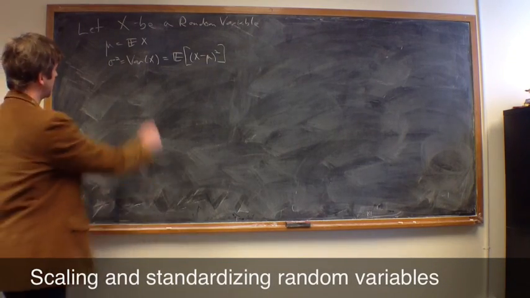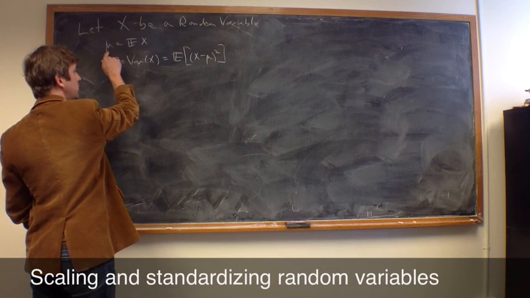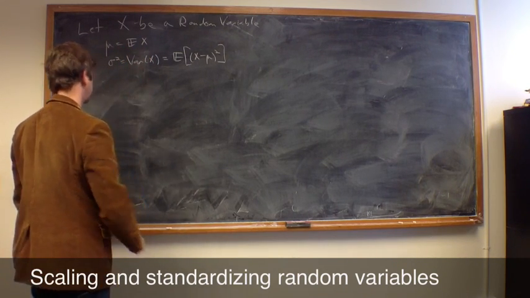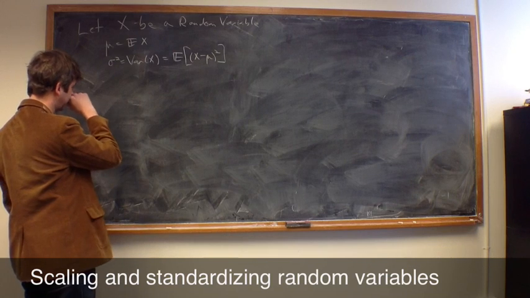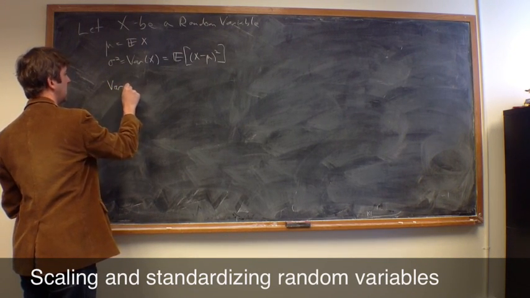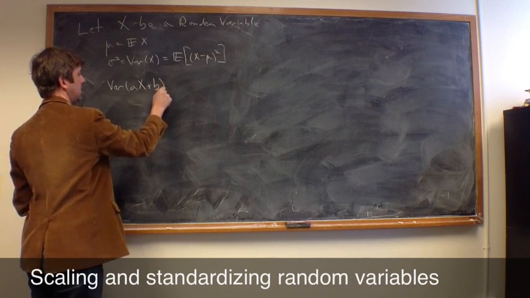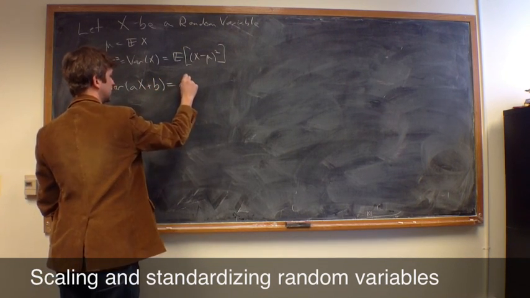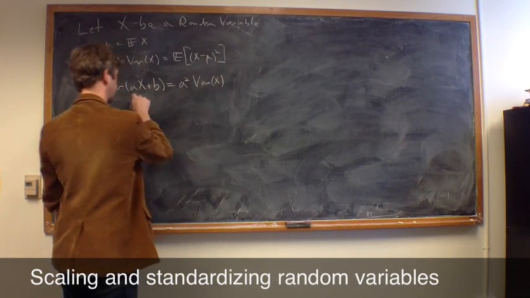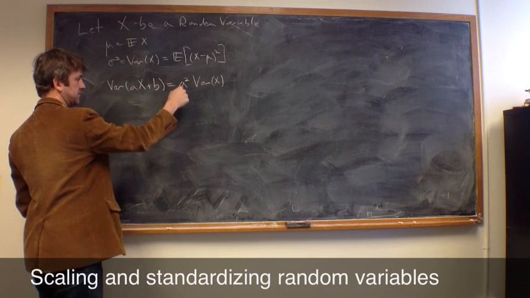Okay, so I want to discuss scaling of a random variable. Let x be a random variable, let mu be the expected value of x, and let sigma squared be the variance of x. Now notice a few properties of the variance, just to remind ourselves: if I take the variance of a times x plus b, that's quite simply a squared times the variance of x. So in other words, the b disappears, and a comes out as a squared.